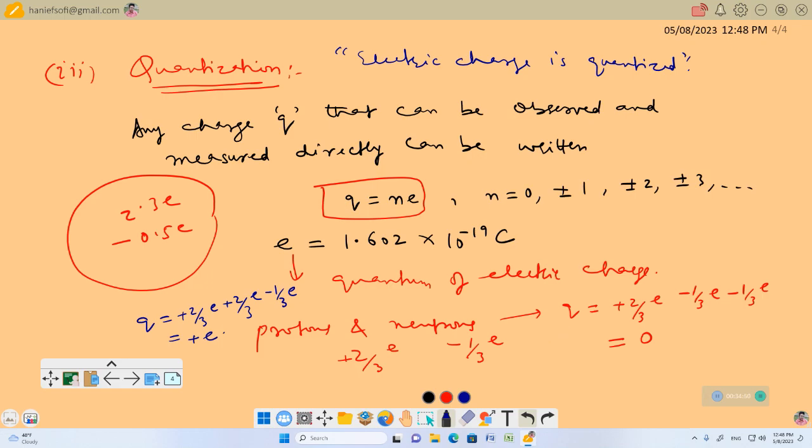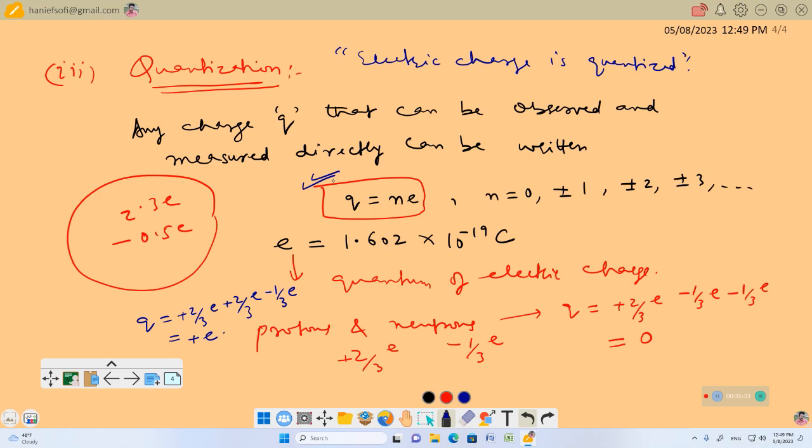So don't get confused with this scheme of charge for quarks, because we have not isolated a quark. We measure the charge of the proton directly, which satisfies this relation. So there is no issue with this. Quarks have not been isolated from protons or neutrons. We know they are there, they have this much charge, but when we state this quantization of charge idea, we see the charge that can be observed and measured directly. So there is no issue with the quantization.